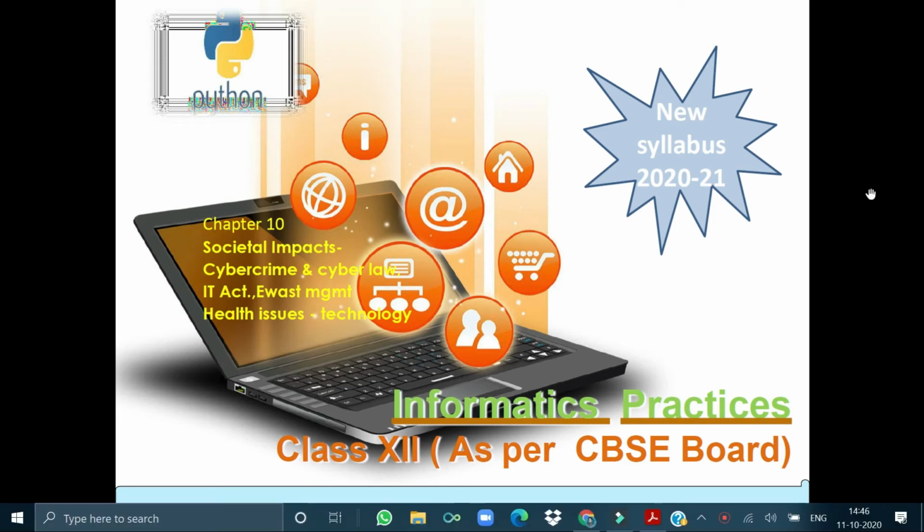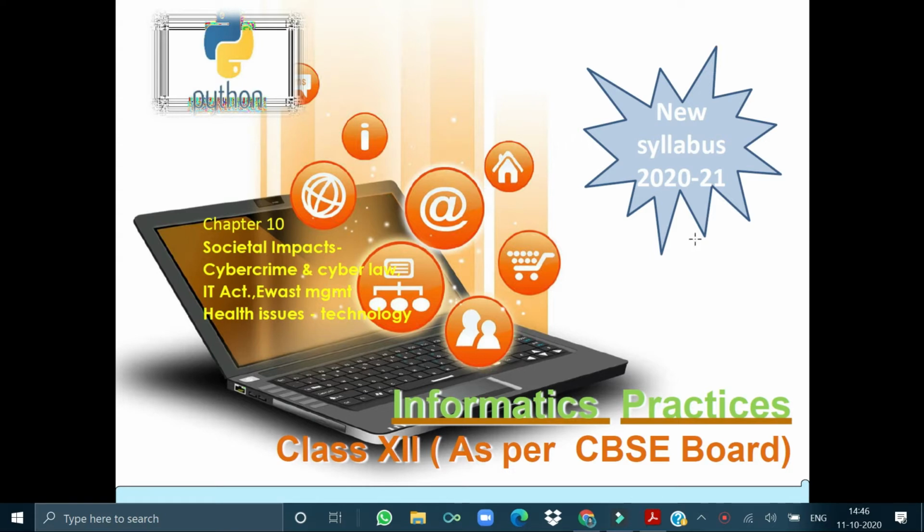This particular chapter is actually the last portion of the book. It covers social impact, cyber crime and cyber law, the IT Act, e-waste management, and health issues and technology. This chapter is concentrating on these particular things.